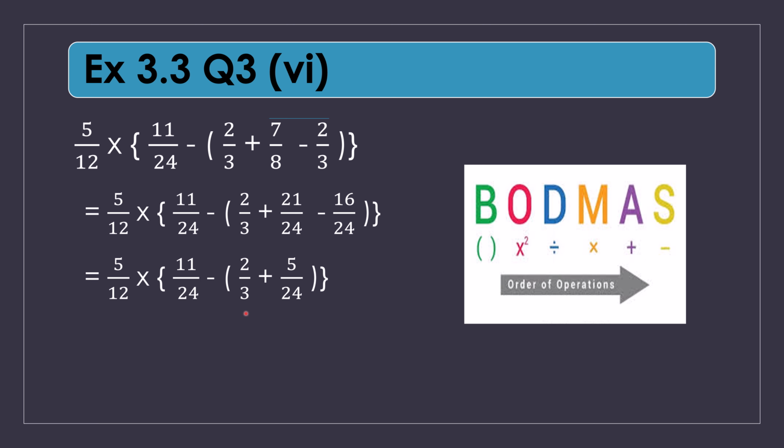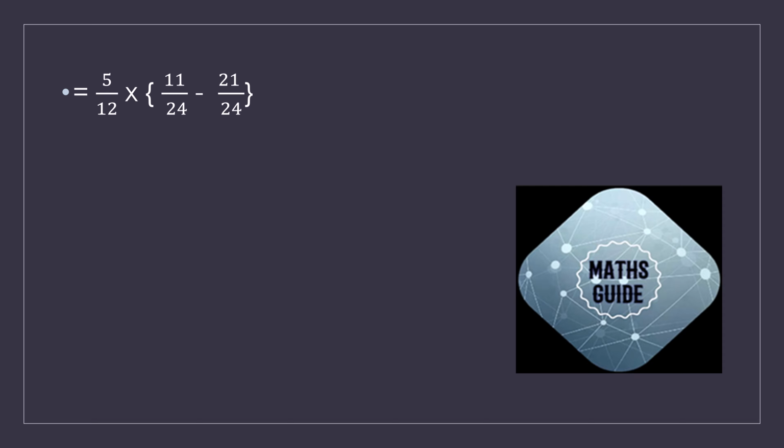Now we can add them after making the same denominators again. So we will multiply this 2 by 3 with 8 to make 24 as a denominator. And we get 16 by 24 plus 5 by 24. Now adding them, this parenthesis will be removed. And after adding, we get 21 over 24. And now we will subtract them.